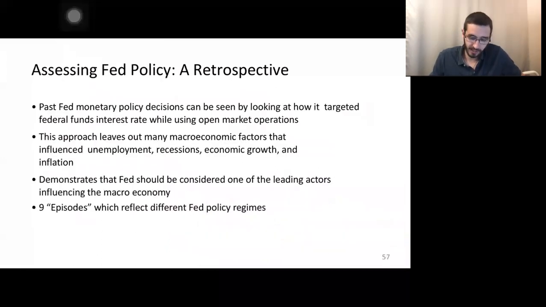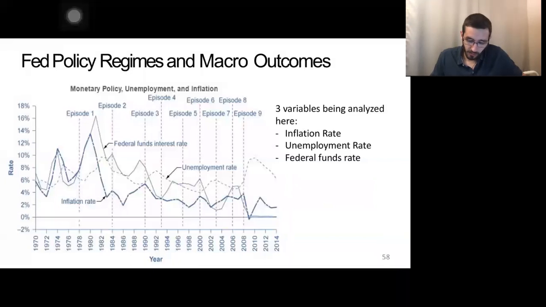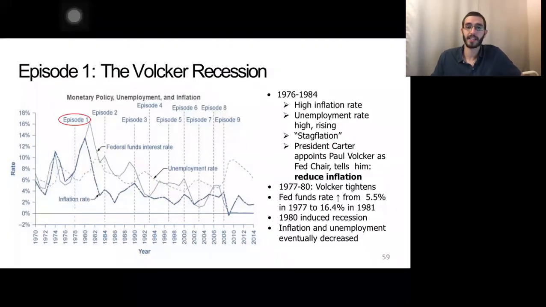Like I said, it's going to be a retrospective of how the Fed has previously performed. Let's start with looking through different regimes. There are three measurements we're going to be looking at here. We're going to be looking at the federal funds rate, that's this curve right here, as you can see. Then the unemployment rate, that's the dashed line. And we also have the inflation rate, which is the thicker line. So let's see how that has evolved since the 70s.